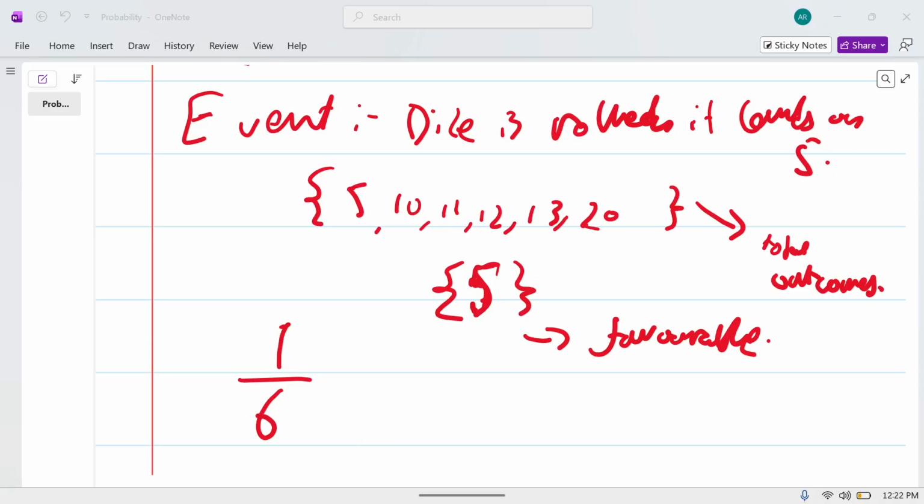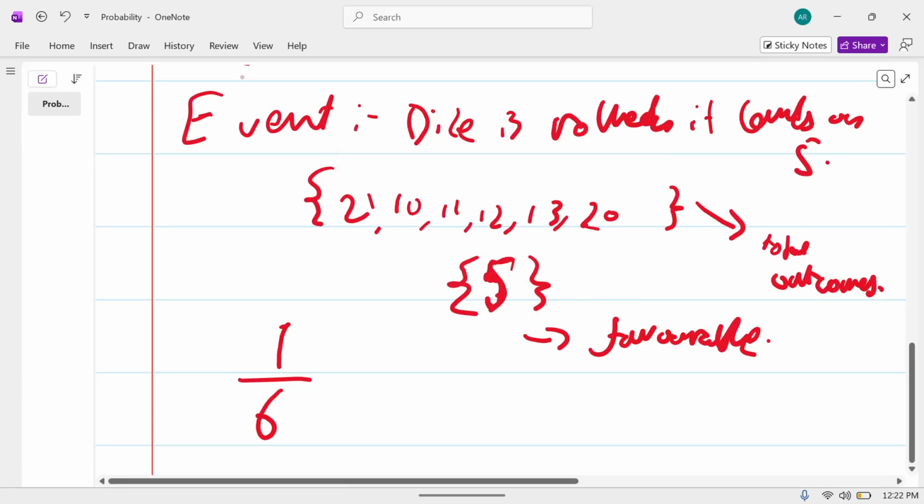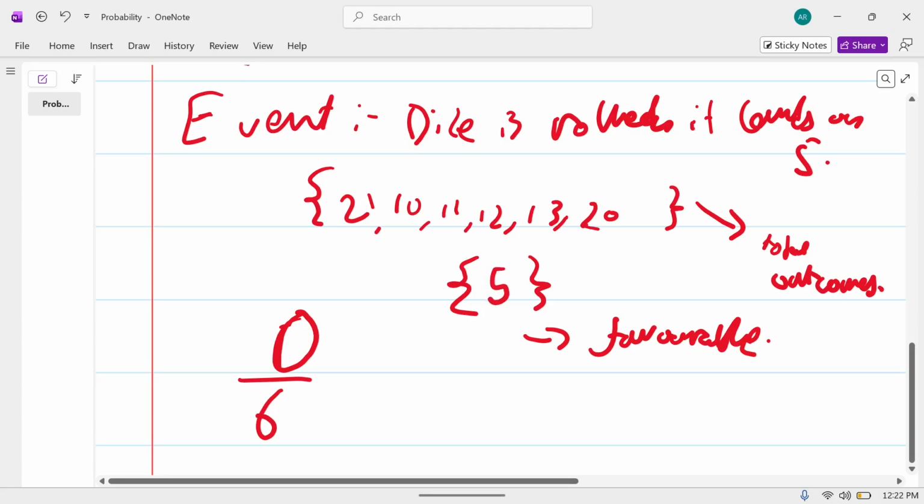Now in case 5 didn't exist, let's say it was, let's say, 21, right? In that case, the probability would be 0. Why? Because there are no favorable outcomes, right? There just are no favorable outcomes. Why? Because we need a 5 and the 5 just doesn't exist. So your total probability would be 0, right?